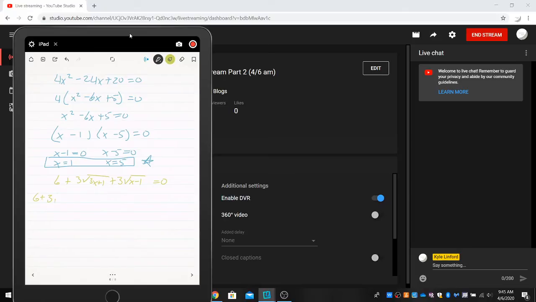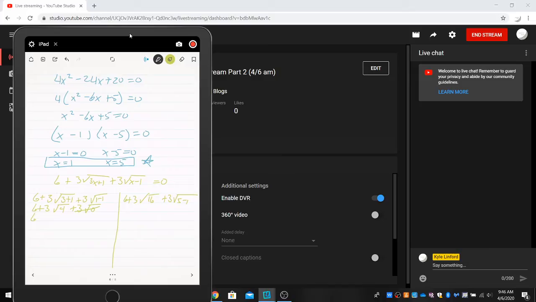6 plus 3 times the square root of, well, 3 times 1 is 3 plus 1. And we have the square root of 1 minus 1. That's for the value x equals 1. Now let's check for x equals 5. 6 plus 3 times, okay, 3 times 5 is 15 plus 1 is 16. And then plus 3 times root 5 minus 1. Okay. Let's start on the left. We have 6 plus 3. 3 plus 1 is 4. And 1 minus 1 is 0. That's just going to cancel out.